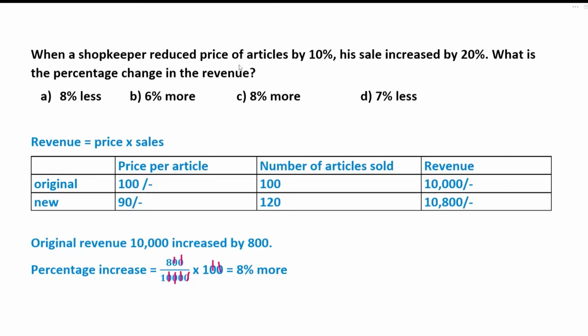When a shopkeeper reduced the price of articles by 10%, his sales increased by 20%. What is the percentage change in the revenue?